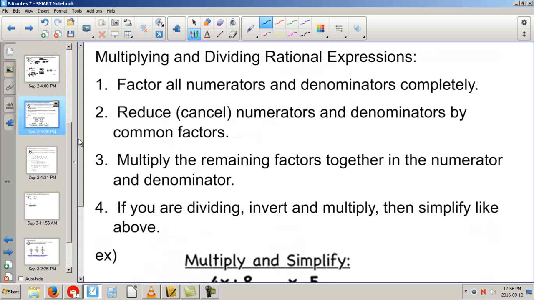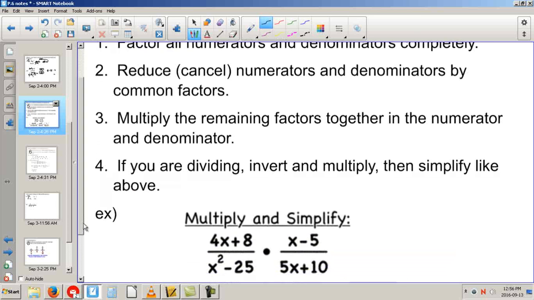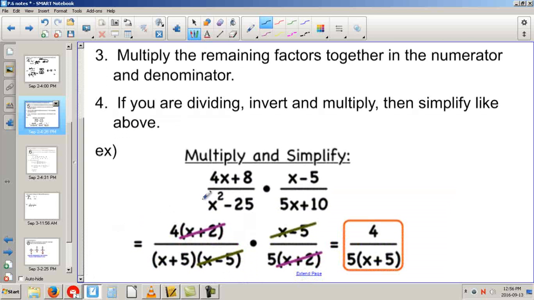That's really important. Number 2, if there's a numerator and a denominator with common factors, we cancel and wipe those out. Then we multiply whatever's left together in the numerator and denominator. If we're dividing, we invert, we flip and multiply, or invert and multiply, then simplify the same way we did above. So here's a multiplication problem.